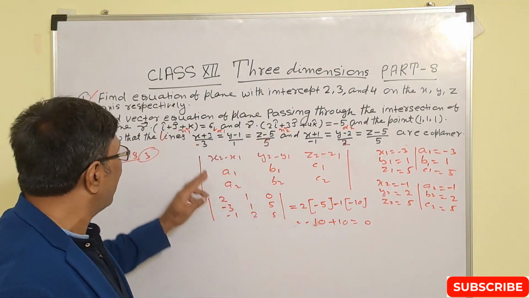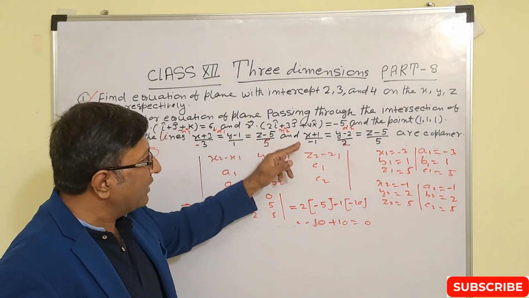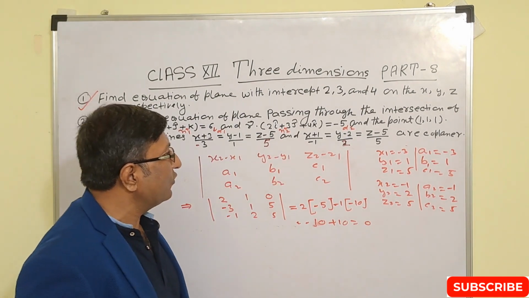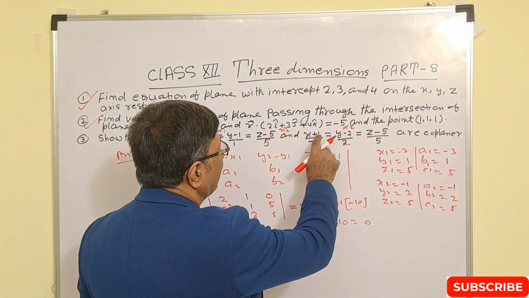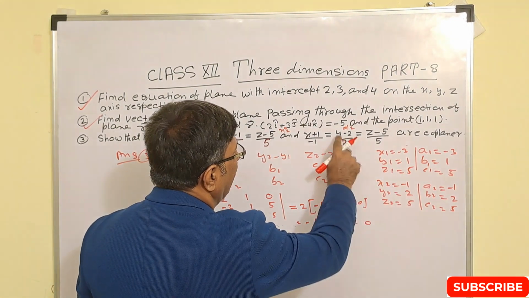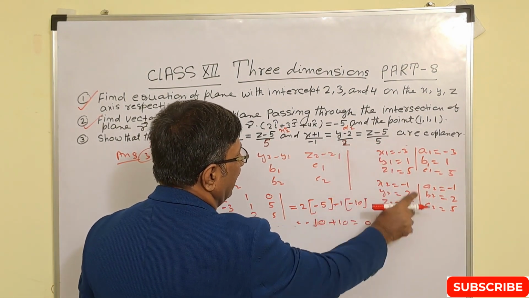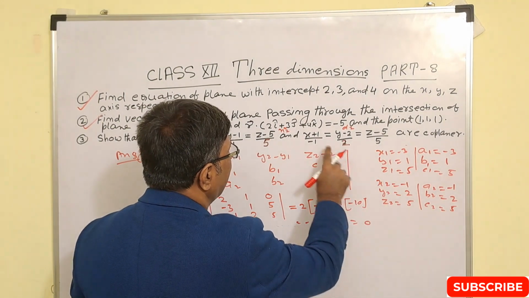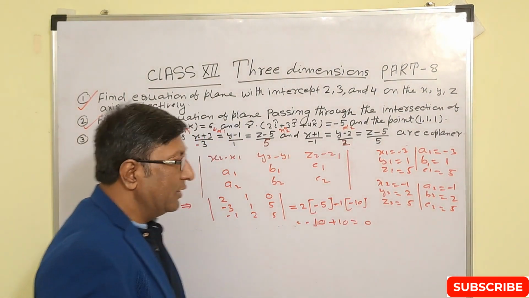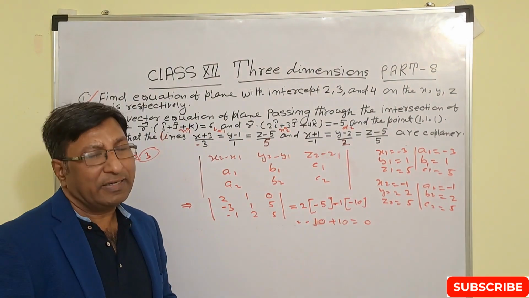A1, B1, C1 from here. In the same way we can find x2. Here x plus 1 equal to 0, so x is minus 1. So x2 is minus 1, y2 here is 2 and z2 here is 5. Again a2, b2, c2 are minus 1, 2 and 5. So apply this technique, you will get your correct answer.